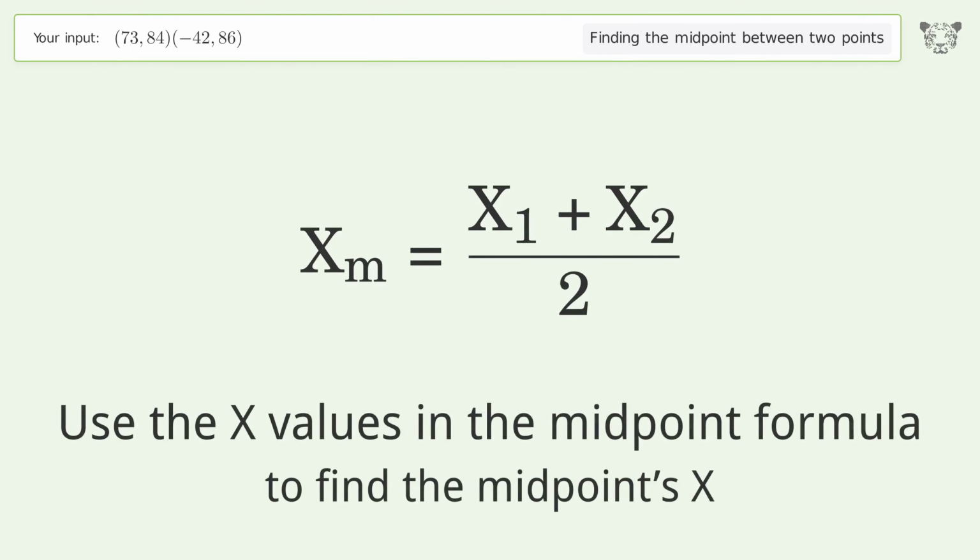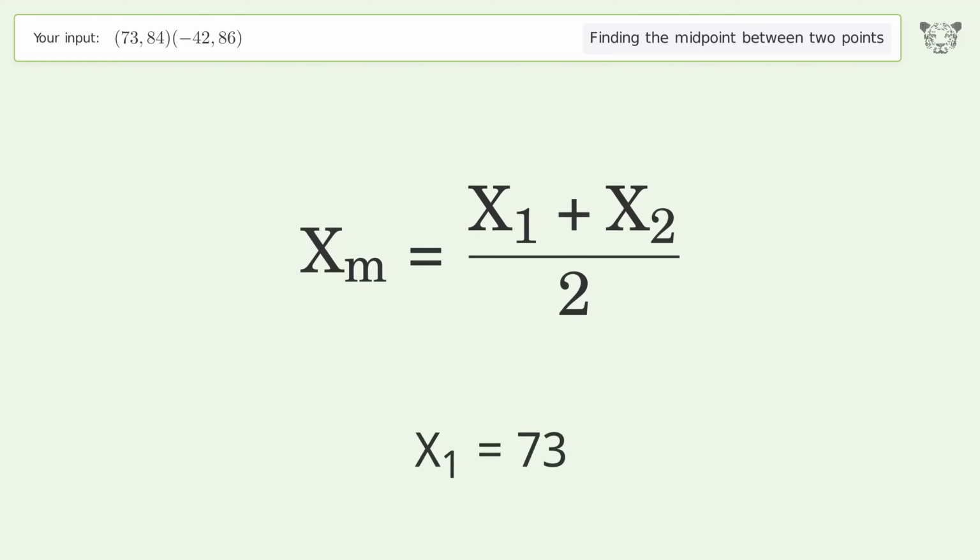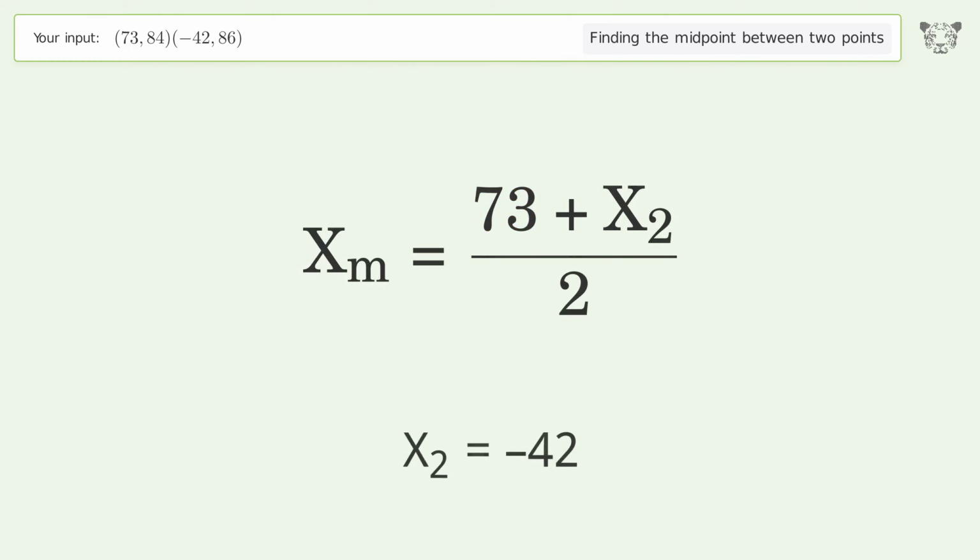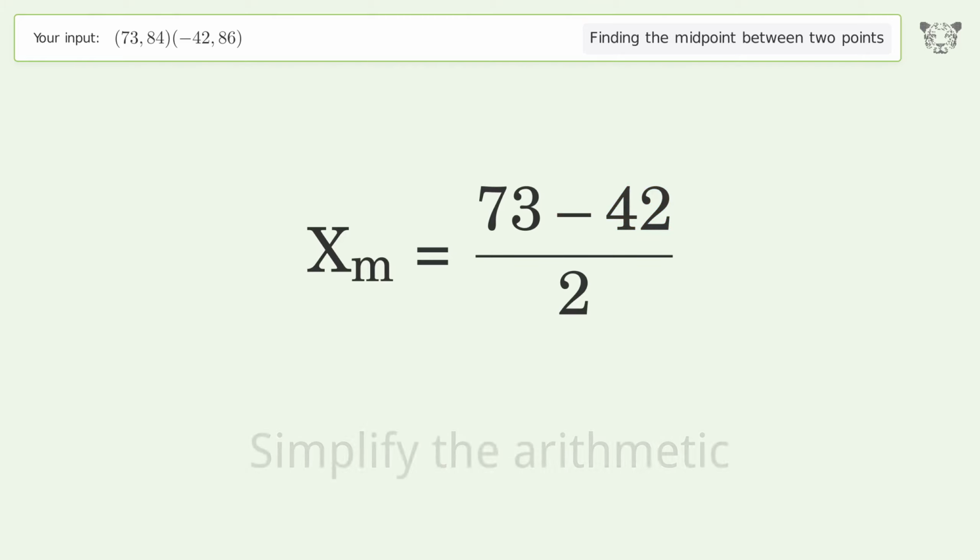Use the x values in the midpoint formula to find the midpoint's x. x1 equals 73. x2 equals negative 42. Simplify the arithmetic.